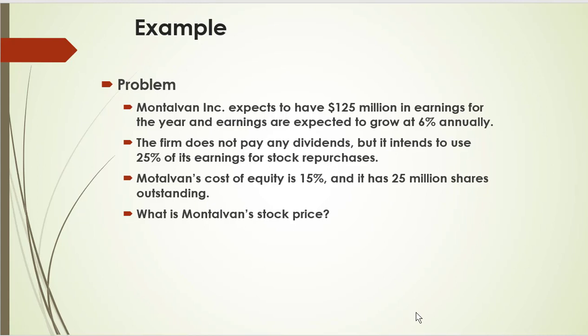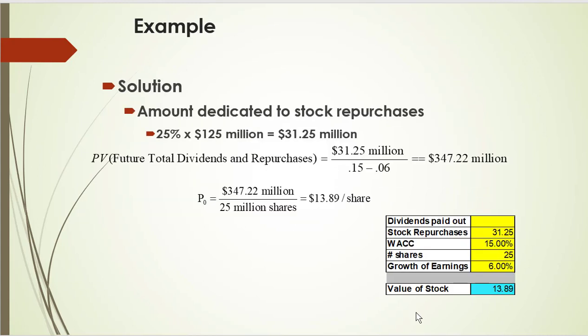A company expects to have $125 million in earnings, and they're expected to grow at 6%. They don't pay dividends, but they want to use 25% of its earnings as stock repurchases. Cost of equity 15%, and it has 25 million shares outstanding. What would the stock price of this company be?